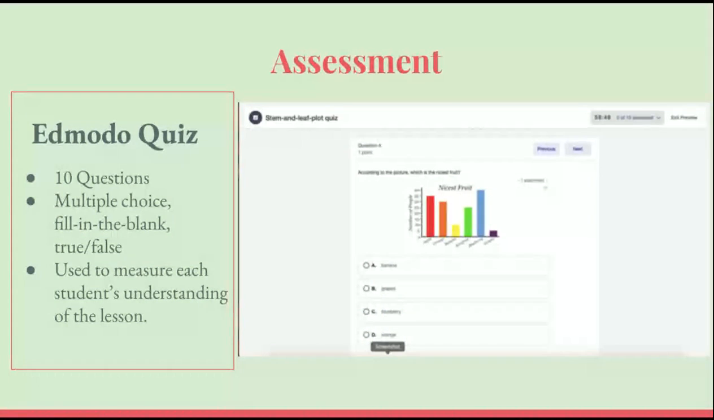So here's the assessment. It's an Edmodo quiz. It'll have 10 questions: multiple choice, fill in the blank, true and false. She's not using the quiz just to say she gave them a grade on something. She genuinely wants to know if they understood the lesson. So that is the purpose of her assessment.